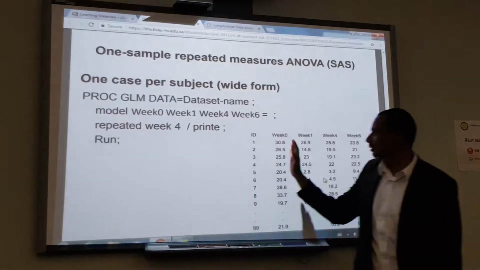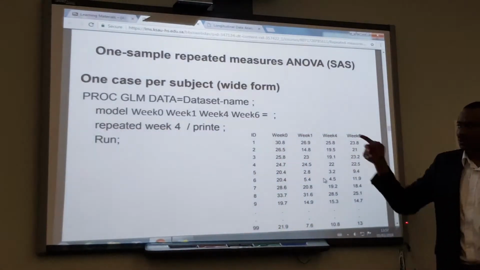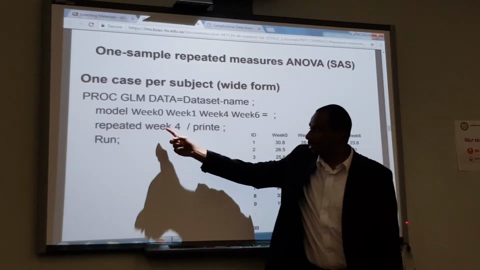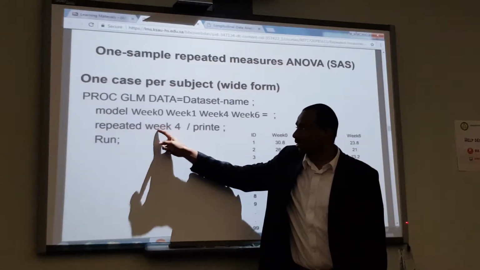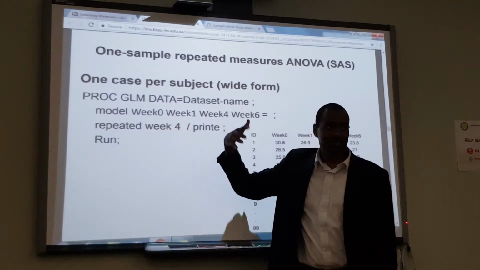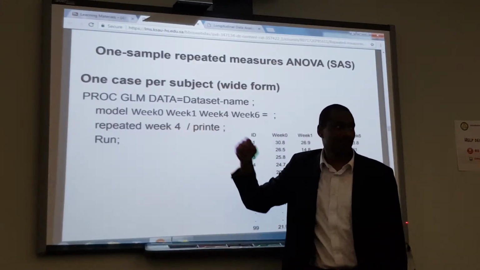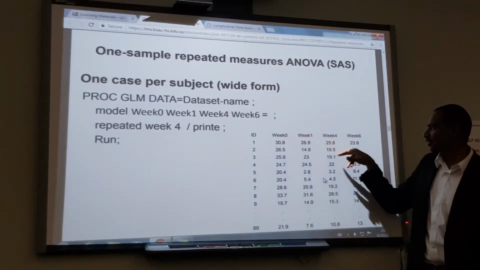Repeated. These are repeated, correct? So you have to put the statement repeated. Repeated what? This I have to write, which is how I measure them, in a week. So I'm gonna put week. And how many measures? I'm gonna put 4. Because how many? 1, 2, 3, 4.